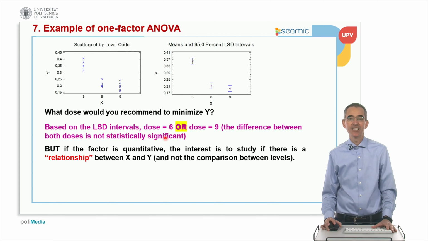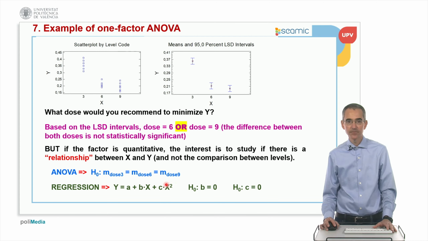But this is a special case because the factor is quantitative. Then the interest is not so much to study differences in the means of the 3 doses. The interest in this case is to study if there is a relationship between X and Y. The study of this relationship is the main interest, and not so much the comparison between the levels 3, 6, and 9. The null hypothesis of ANOVA, as you know, is that the average at the population level of those 3 equals those 6 equals those 9.